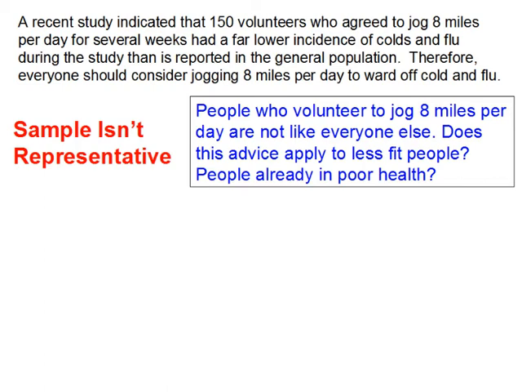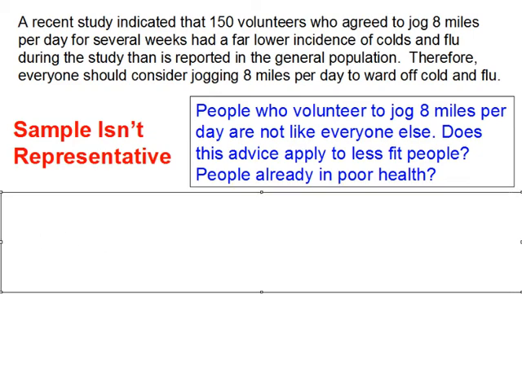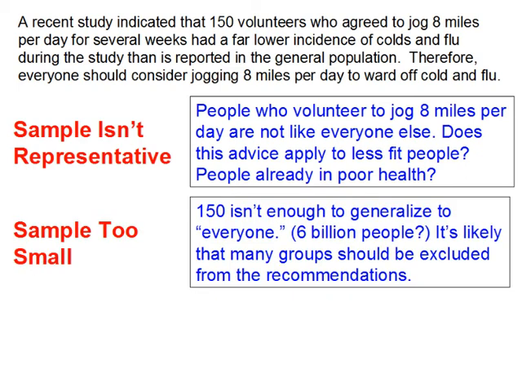Perhaps they're already super fit, and they're already less likely to get the flu or cold. So, in terms of general categories, we could call this an unrepresentative sample. Also, anytime an argument presents a sample survey as evidence, you should just attack, or at least ask the questions. Is the sample representative? Is the sample large enough?